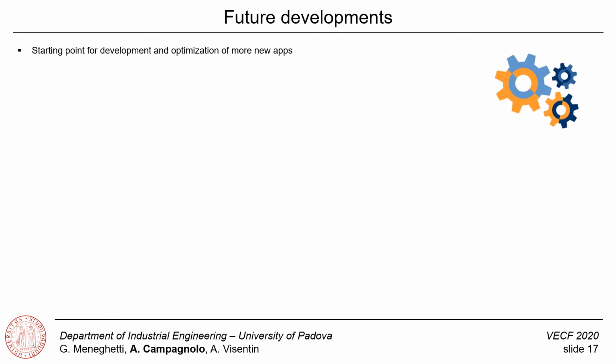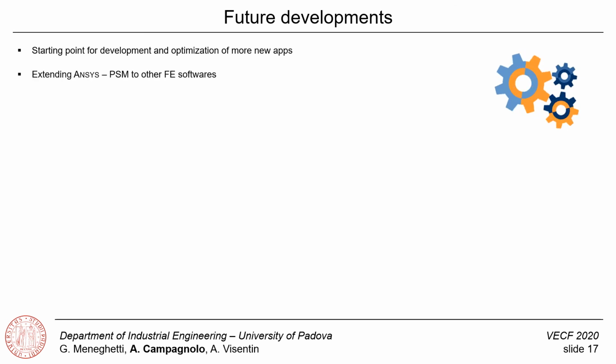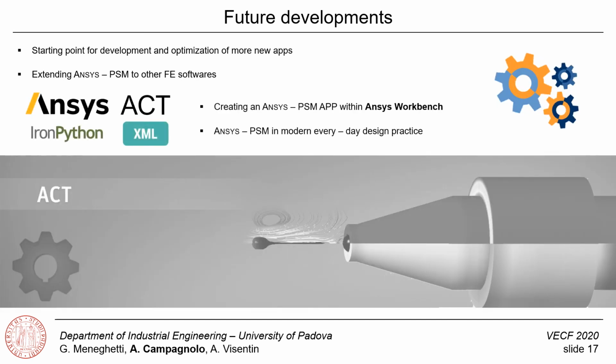Among future developments is the possibility to extend the ANSYS peak stress method to other finite element software and also other environments of the same ANSYS suite, for example, ANSYS Workbench via ACT. This app, however, builds a starting point for the development and optimization of more new applications, eventually extending also other local approaches to everyday design practice.